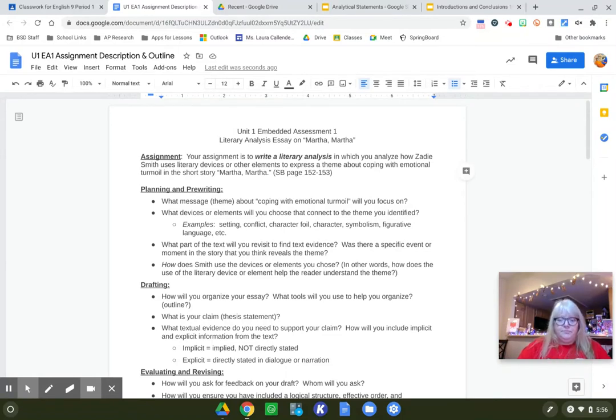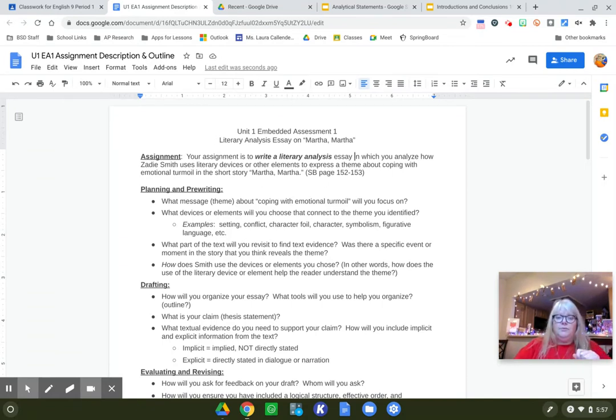Just as a review, your assignment is to write a literary analysis essay in which you analyze how Zadie Smith uses literary devices or other elements to express a theme about coping with emotional turmoil in the short story Martha, Martha. So there are several different steps to the writing process. We begin by planning and pre-writing. We did some of that over our past few meetings when you worked with a collaborative group and then on your own to identify evidence of literary devices and themes within the story.